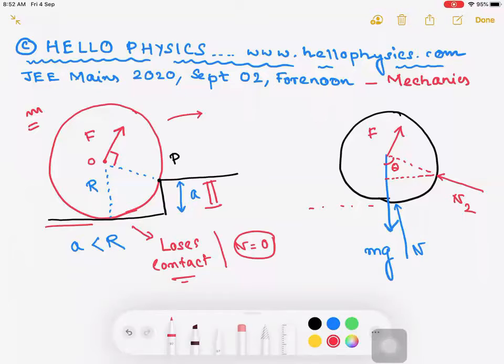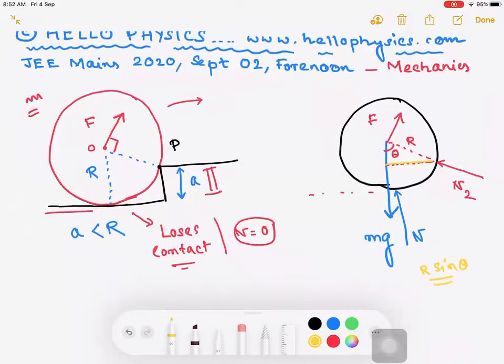The radius of the ball is equal to capital R. This red color dotted line that I have drawn over here, let me color that as yellow. This yellow colored line, that portion has a length of R sine theta. That would be useful, okay? Let's get on with it. So if I take the moments that are acting on this ball about this point P, what should I get?